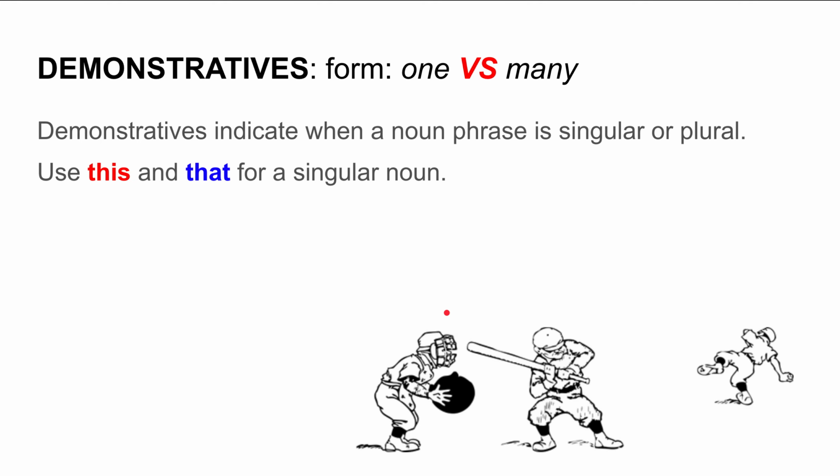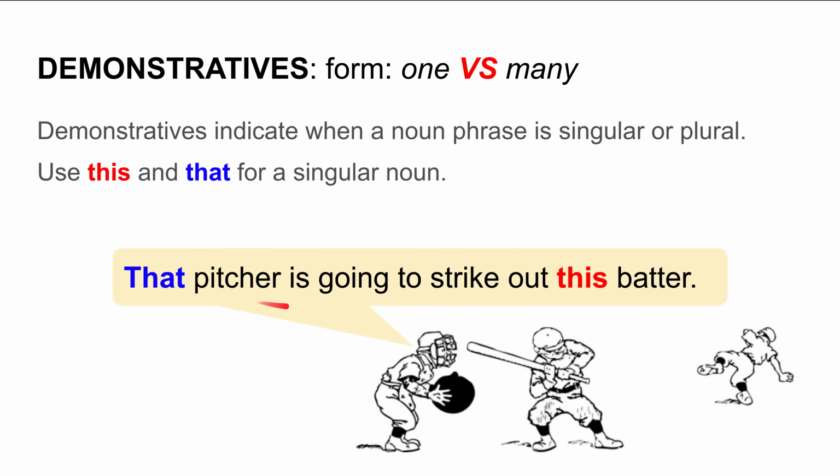Okay, so the form of the demonstratives, one versus many. The demonstratives indicate when a noun phrase is singular or plural. We use this and that for a singular noun. So for example, that pitcher, there's only one pitcher, is going to strike out this batter. There's only one batter. Okay, so here, pitcher is singular, that pitcher, and batter is singular, this batter.